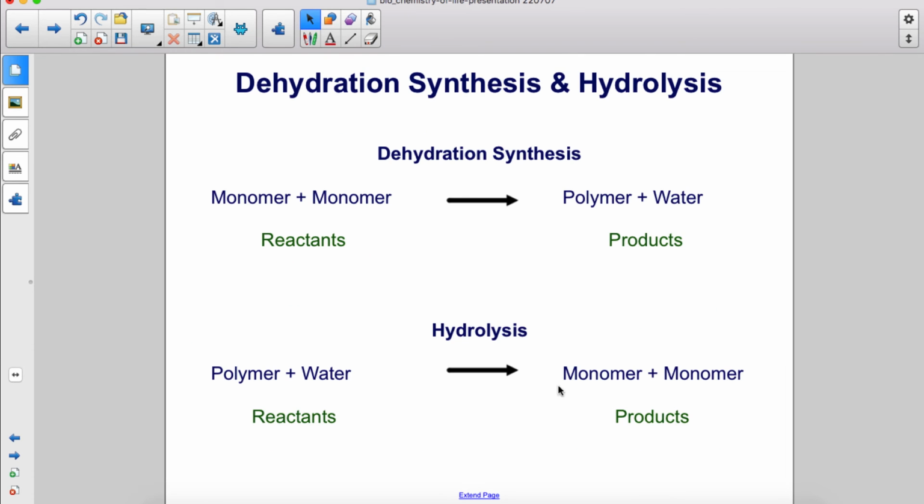Here is a summary showing dehydration synthesis. You have two monomers becoming a polymer and water. And here we have hydrolysis, which is a polymer plus water becoming two monomers.